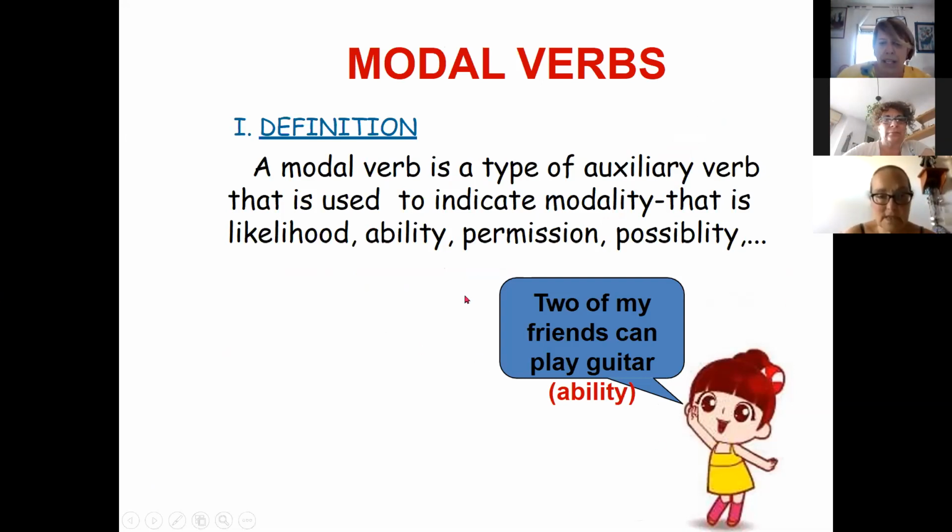For example, you see here, two of my friends can play guitar: ability. This is a way that is commonly used, the modal can in English. We don't use it, because in Italian we use the verb 'know how'. Io so fare. In English, this sentence is usually translated with I can. So I can cook means io so cucinare. It doesn't mean io posso cucinare, but usually means it's showing ability.